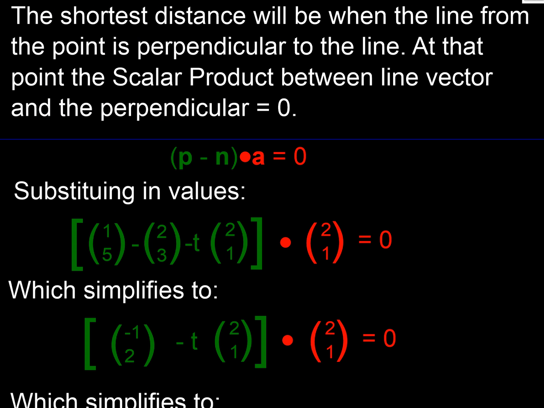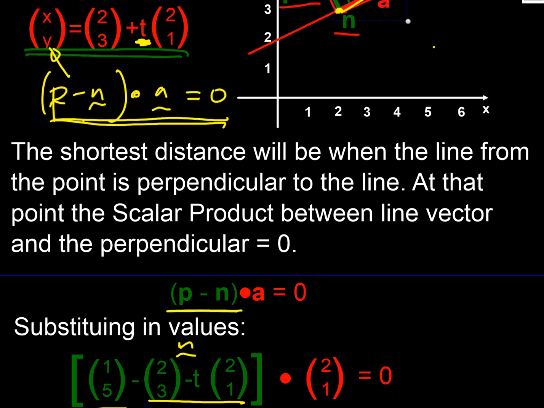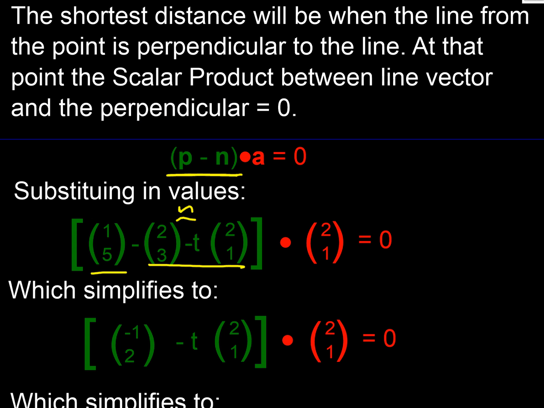Okay, so I need to calculate what my vector p minus n is. Well, we know what the p value is. We were told that was (1,5). We know what the equation of the line was. That's this bit here. That's going to be our x value. In this case, I'm going to call it n because that's the point vector that I want. So that's, as we saw above, our equation: (2,3) plus t lots of (2,1). And I'm taking that away.